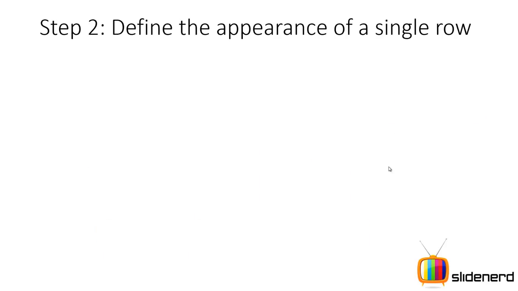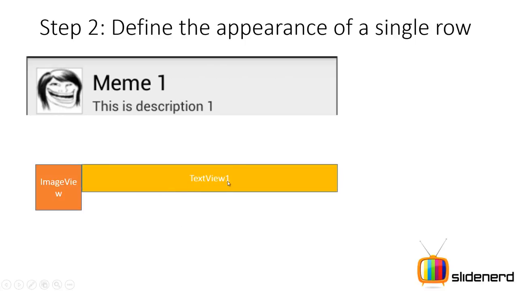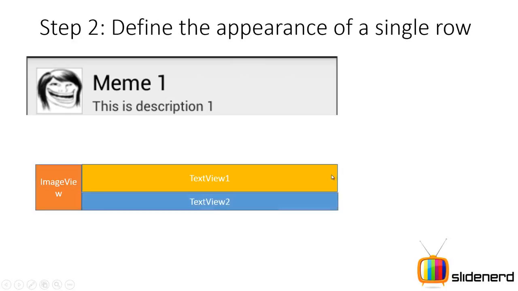Alright, step 2. Define the appearance of a single row. Now if you guys take a look, this is your single row. Alright, if you see this carefully, you have this image view over here which represents this image. You have a text view here that represents this meme1. Of course, it has a big font size. And then you have another text view which represents your description. So you need to create this structure inside an XML file. For the image view, I'm going to probably take a size of 48 by 48. I'm going to make sure that all those images are 48 by 48 in size.